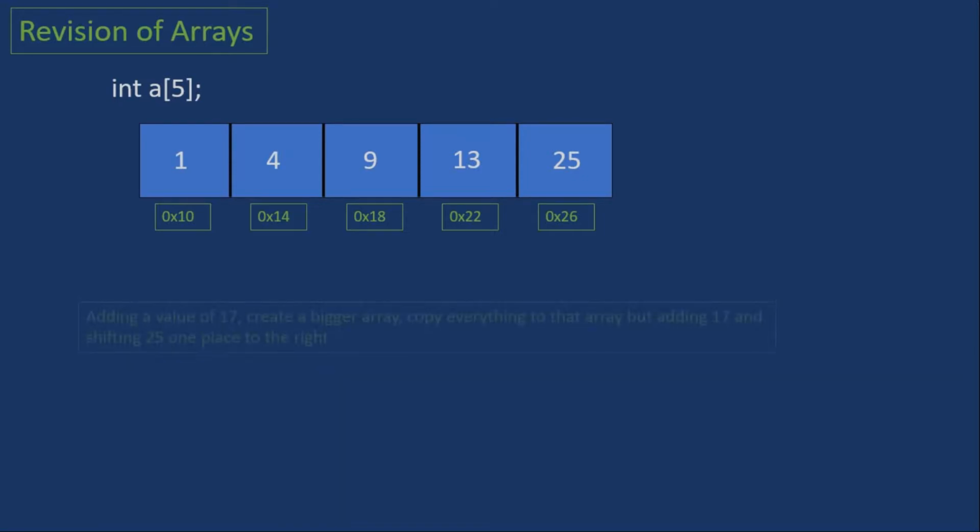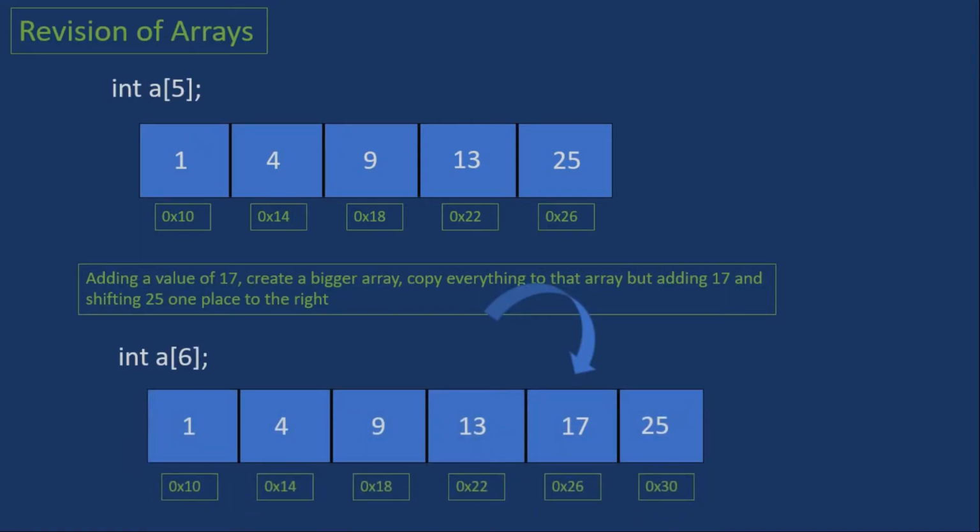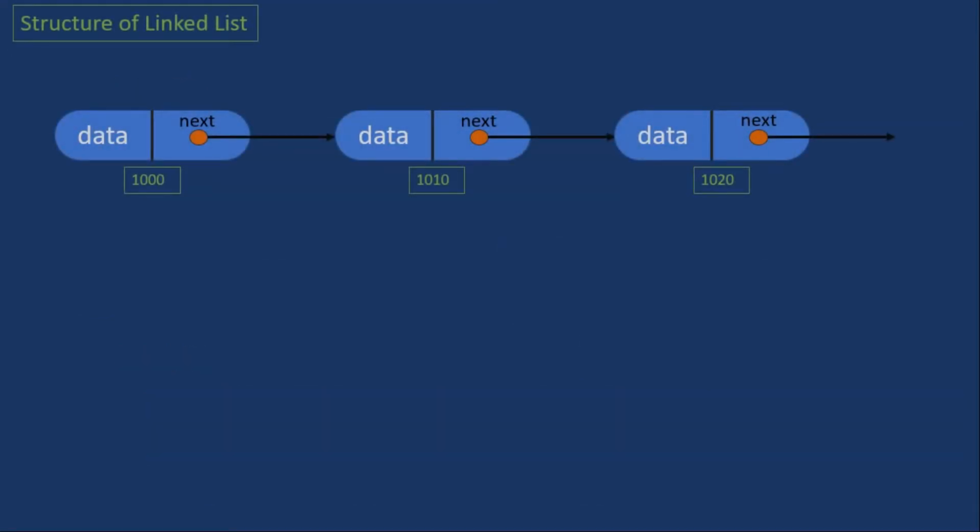Now arrays have a number of disadvantages, and not being able to resize the array dynamically is one of them. For example, say we want to add another element 17 to the array. We have to redeclare the array to create a bigger array, because with arrays we need to know the size of the array before we compile the code. So we create an array of 6 elements, and now we have more space to add another element. And when adding elements to an array, we have to rearrange the array, and in this case, when adding 17 after 13, we have to move 25 to the right.